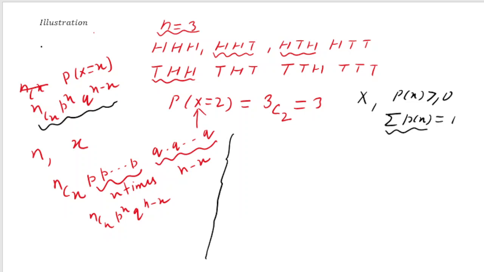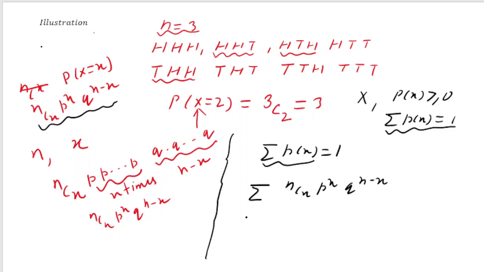But I just want to verify that. Suppose I ask you to verify that the summation of probability of X is equal to 1, or they ask you to prove that this probability distribution is actually a probability distribution. So how to verify that? To verify that, you have to take the summation of Px, and the Px here will be NCX P to the power X Q to the power N minus X.